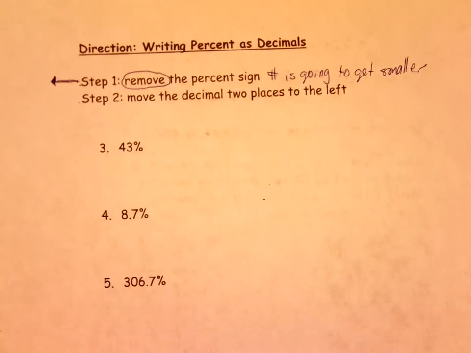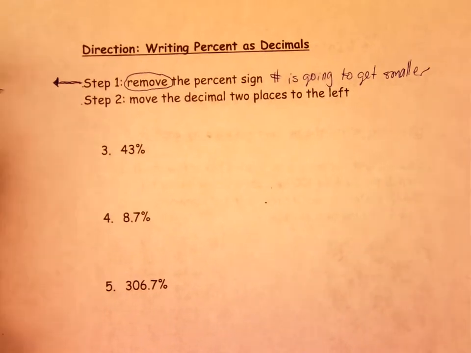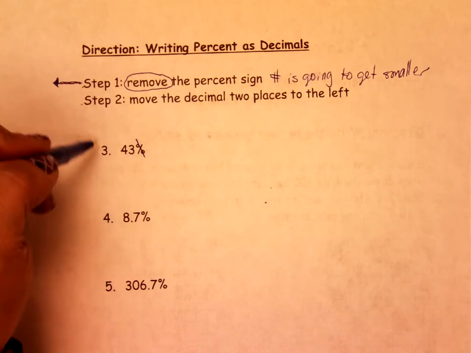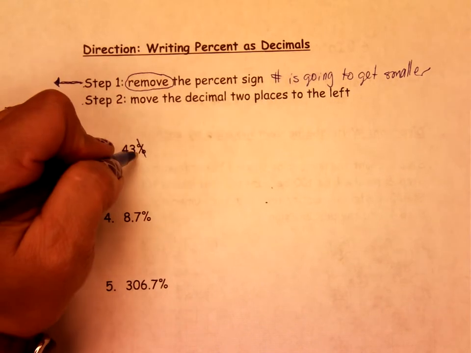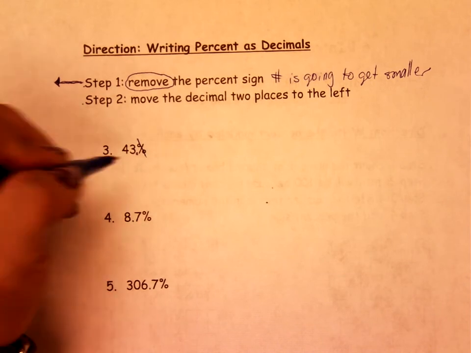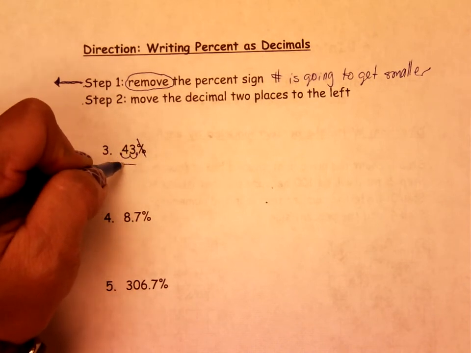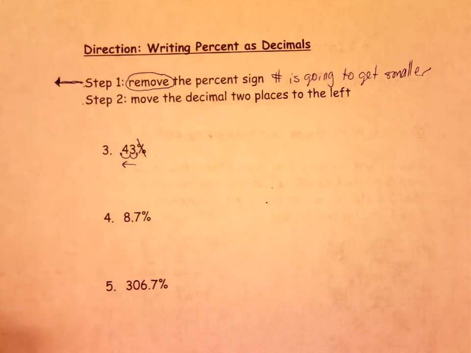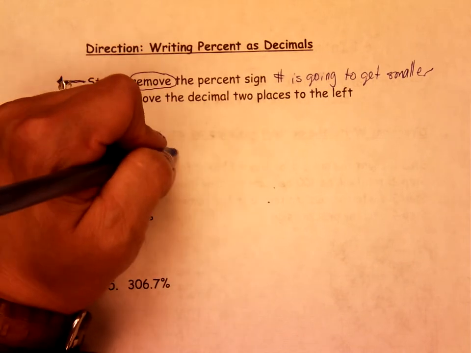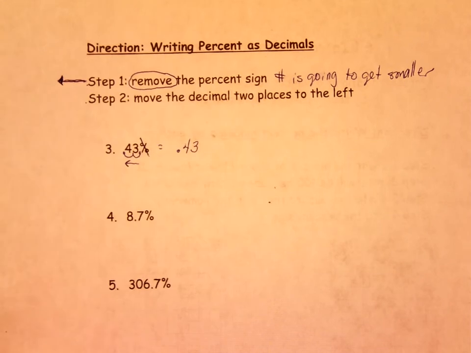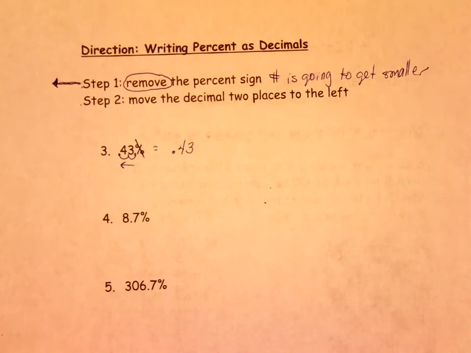So let's look at number 3. Step 1 says to remove the percent. Since there is no decimal, you put the decimal at the end. Then step 2 says to move the decimal to the left 2 places, and make sure you mark the arrow for which direction you're going. And so the answer is 0.43. Go ahead and do 4 and 5 on your own, and when you're ready, you can push play.